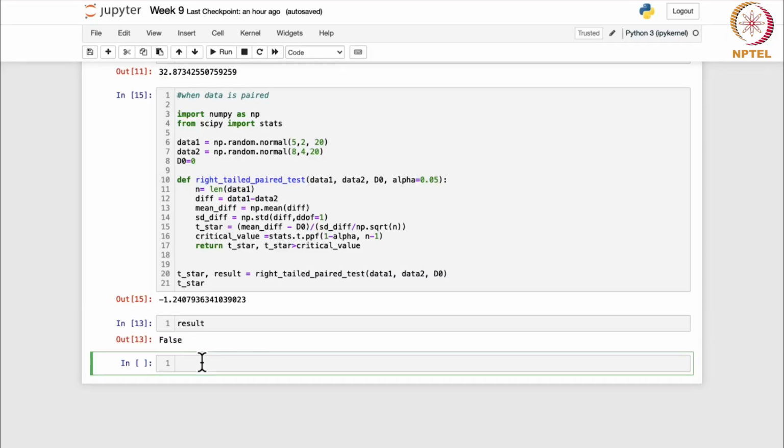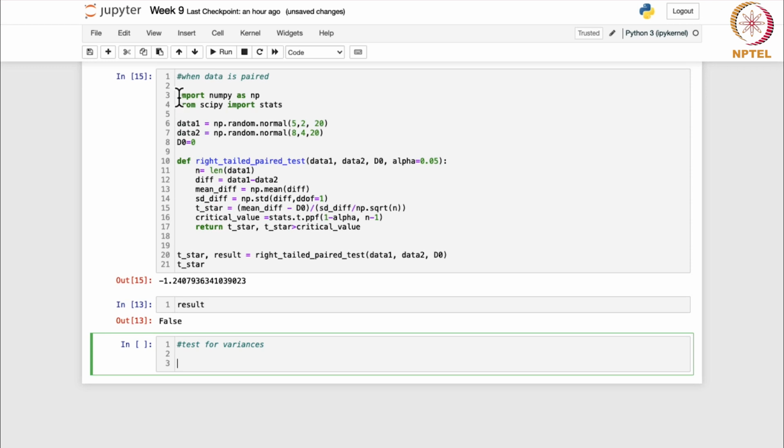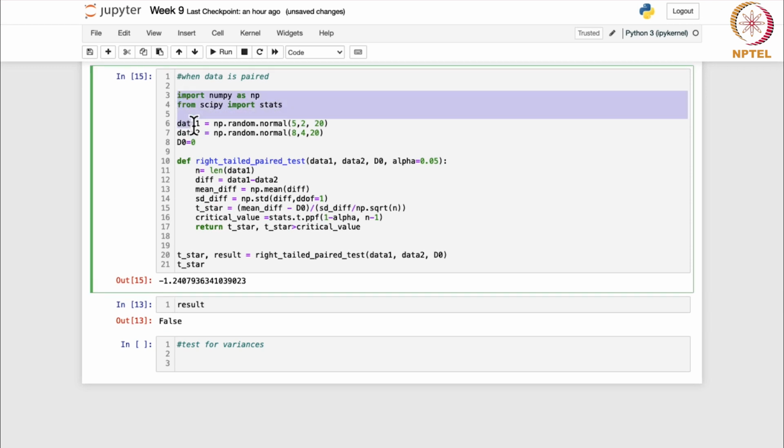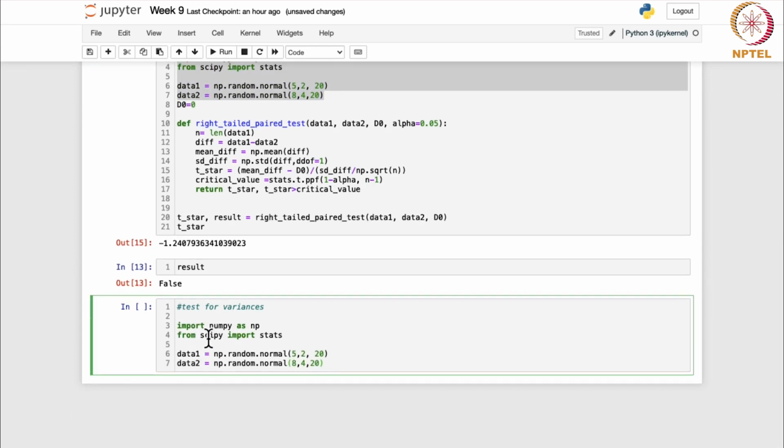Now we are going to test for the ratio of the two variances. So, test for variances. We are going to import these, and probably we can make use of the same sample steps. So import numpy, you will also import stats, and maybe let us write sample 1.